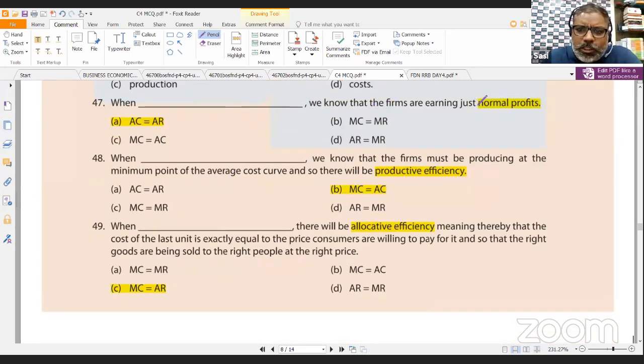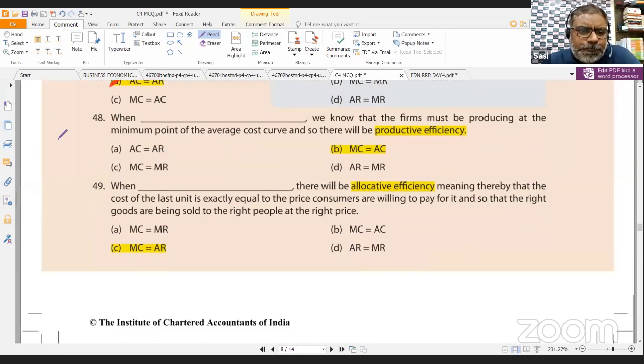When dash, we know that the firms are earning just normal profits. When is that? Naturally, when the average total cost is equal to average revenue, then normal profits. When the average cost is less than average revenue, cost is less than revenue, it means supernormal profits. When average cost is more than average revenue, that means losses. When average cost is equal to average revenue, that is normal profits. So, a logical question. So the 47th question answer is A.